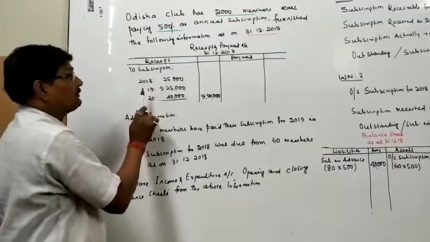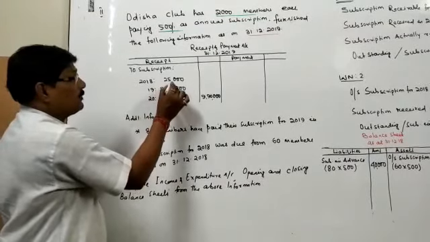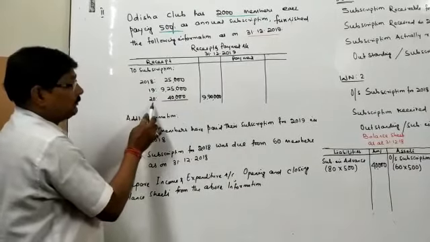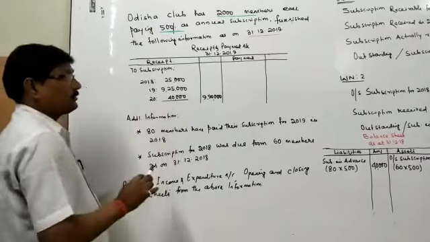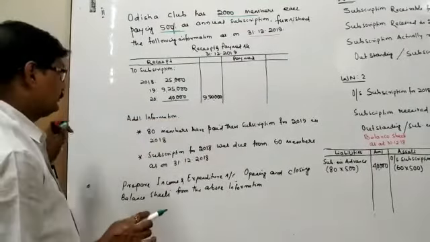Two subscription receipt side mein, 2018 it is 25,000 rupees, for 2019 it is 9,25,000 rupees, and for 2020 it is 40,000 rupees. Thus we have received 9,90,000 rupees in total.